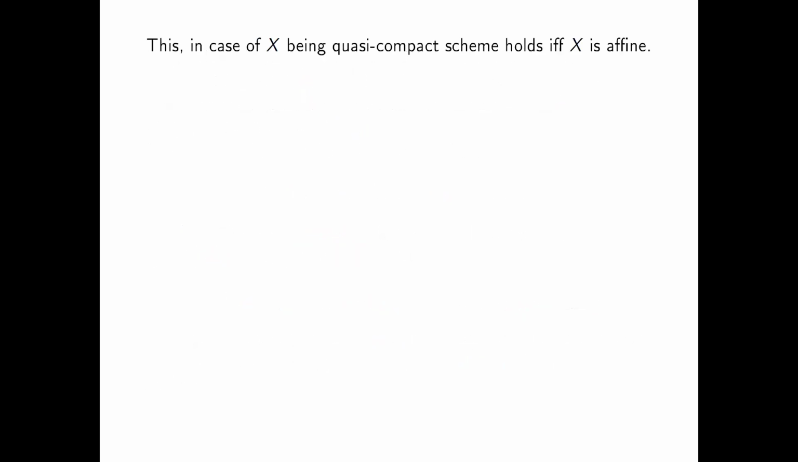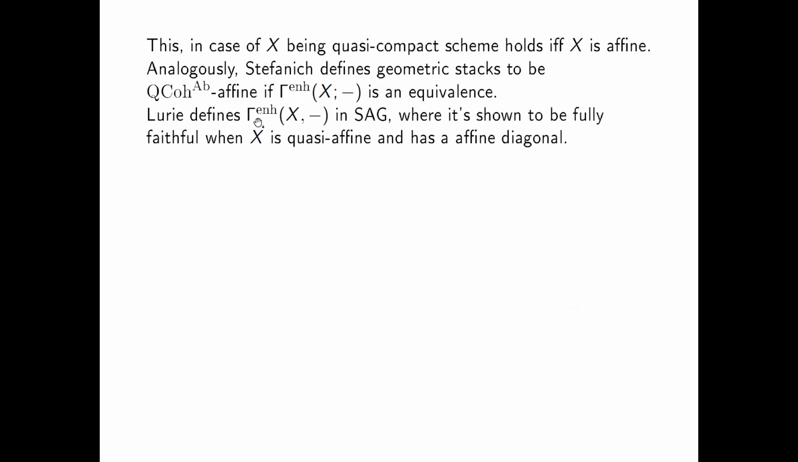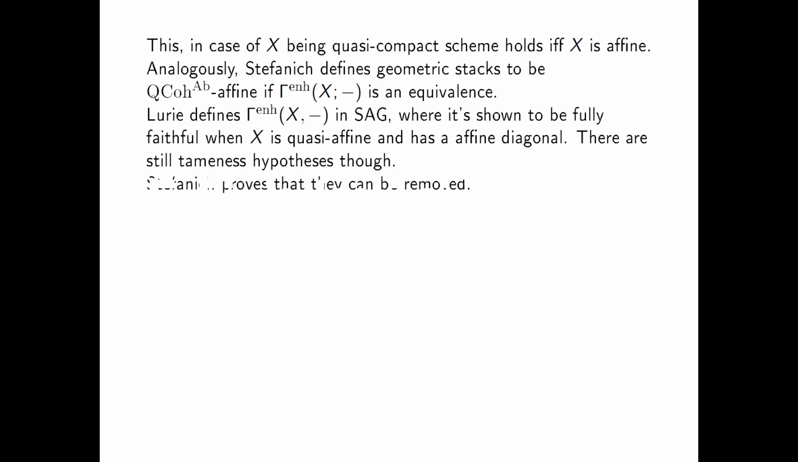So that's the idea. So in the case of X being a quasi-compact scheme, this holds if and only if X is affine. Analogously, Stefanich defines the geometric stacks to be, so it's missing a 2 here, so this is the same 2-category that I defined, Q called AB affine, if this function is an equivalence. So Lurie in SAG defines this function where he proves that it is fully faithful when X is quasi-affine and has an affine diagonal. But there are still tameness hypotheses. So Stefanich basically proves that you can get rid of them.